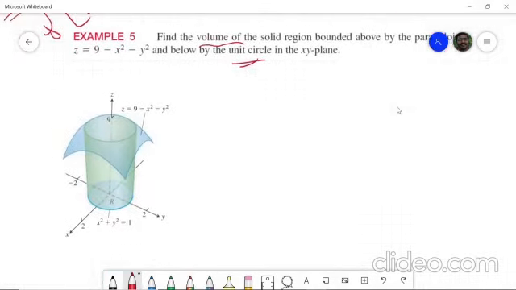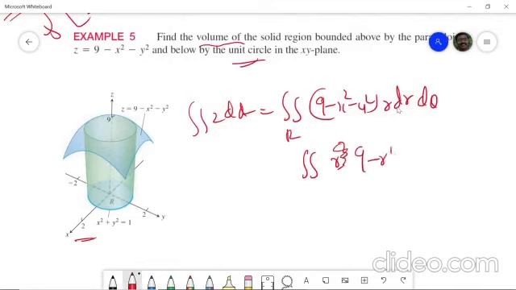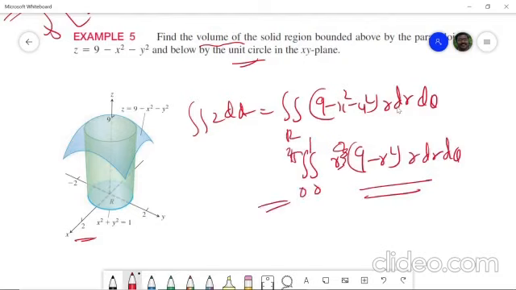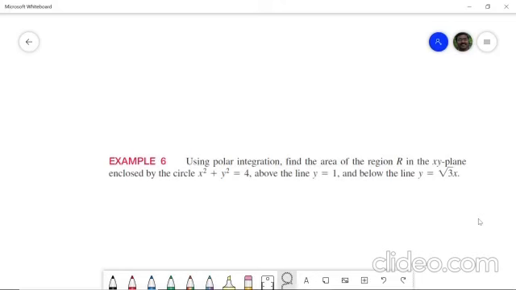This is the figure of the given problem. So it was integral simply z dA. So it became the integral of 9 minus x square minus y square into r dr d theta. So it became the integral of 9 minus r square into r dr d theta. This is a straightforward calculation. Here r varies from 0 to 1 and your theta varies from 0 to 2 pi. You can easily compute it. Okay, so please complete that problem. Okay, we will do one more problem.